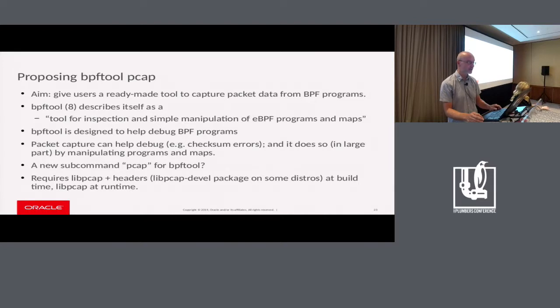One of the areas that I've used this quite a bit for is tracing checksum errors in BPF programs. If you do any BPF work with packet manipulation, you often induce checksum errors. So one of the things you can do if you have a packet capture is you can run tcpdump or you can run Wireshark in checksum mode. It will actually tell you what the checksum was and what it should have been. So it's a good way to debug things.